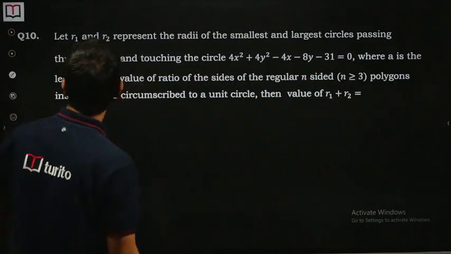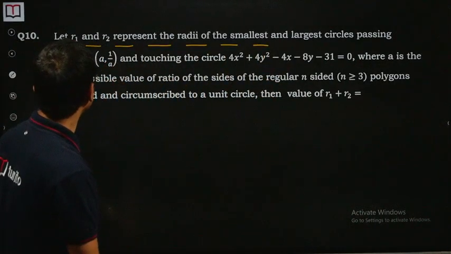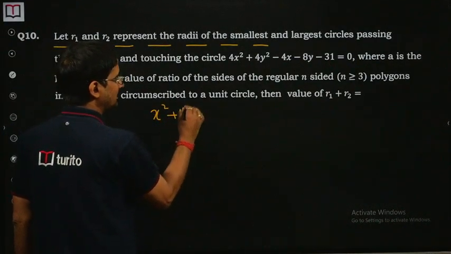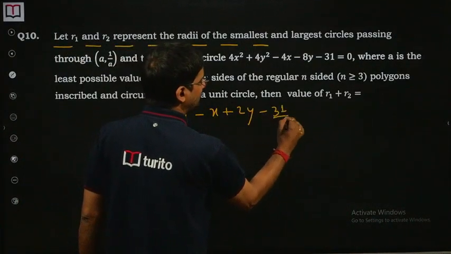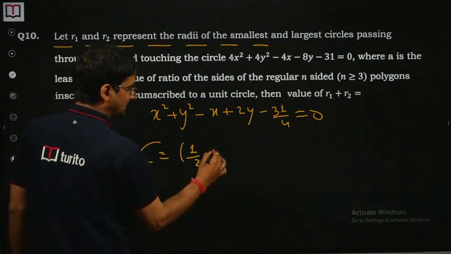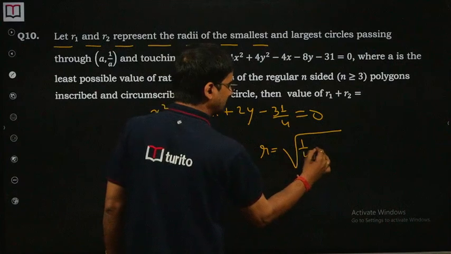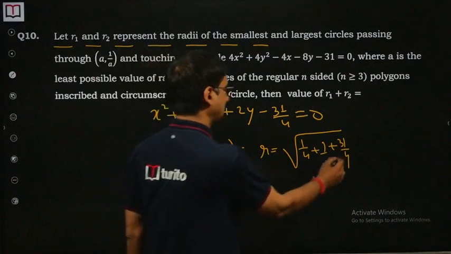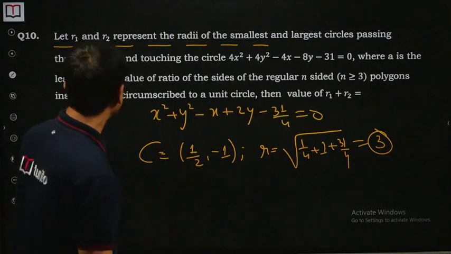Now moving to the second last question. Let R1, R2 represent the radii of the smallest and the largest circle passing through (a, 1) and touching the circle x square plus y square minus x plus 2y minus 31 by 4 equal to 0, whose center is half comma minus 1 and whose radius is under root of 1 by 4 plus 1 plus 31 by 4, that is 32 by 4, 8, 9, 3. Okay, that's great. So radius is 3, center is this.